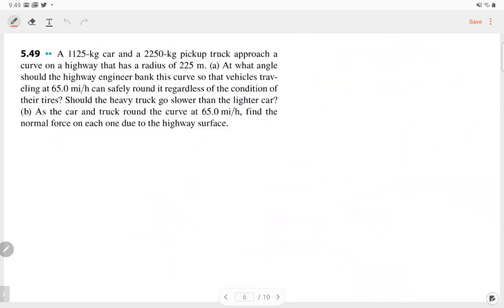Okay, let's move on. There's a car and a truck. We know the weight, and they go to make a turn, and the curve has a radius of 225 meters. At what angle should the highway engineer bank this curve so that vehicles traveling at 65 miles per hour can safely run it regardless of the condition of their tires? What does this mean? Can anybody tell me what it means, regardless of the condition of their tires?